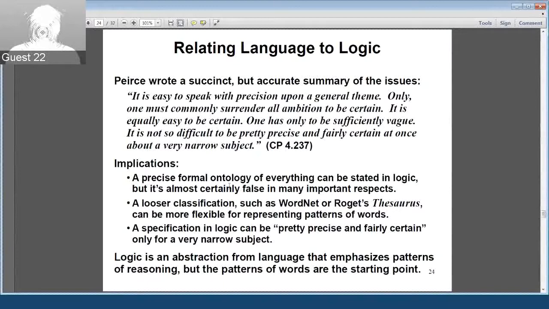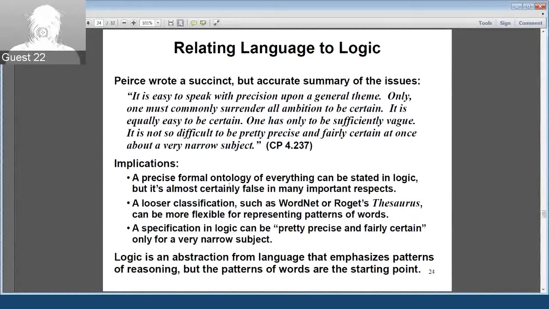It is easy to speak with precision upon a general theme. Only one must commonly surrender all ambition to be certain. It is equally easy to be certain. One has only to be sufficiently vague. It is not so difficult to be pretty precise and fairly certain at once about a very narrow subject.